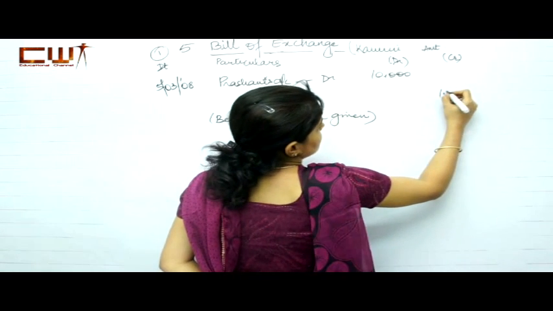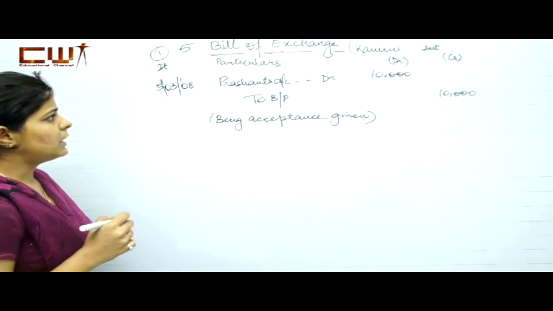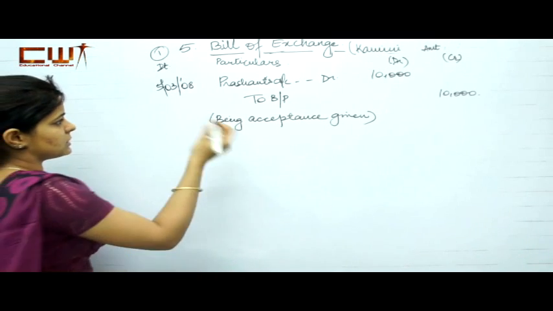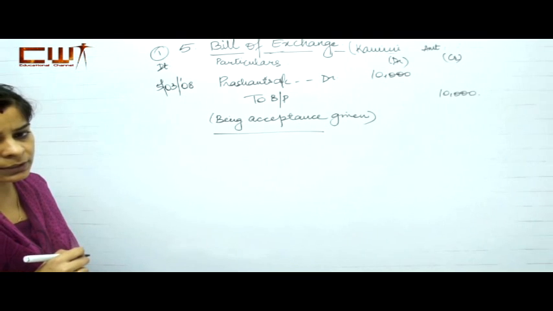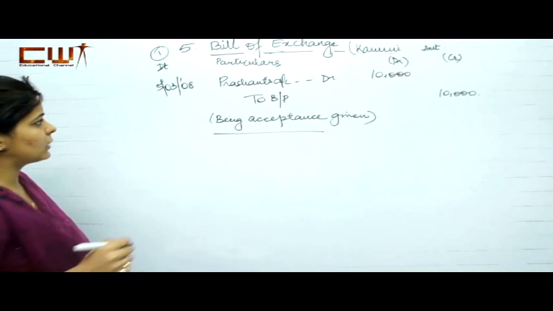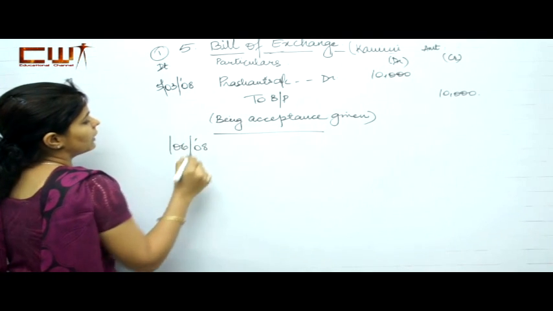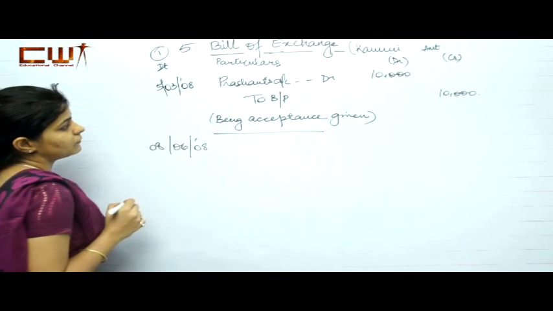How much? 10,000. Alright. Next is what? The bill is dishonored, so just the reverse entry. Dishonored on the maturity date, so it will again be 8th of June. That is 3 months and 3 days of grace: 6th, 7th, 8th. 8th of June.